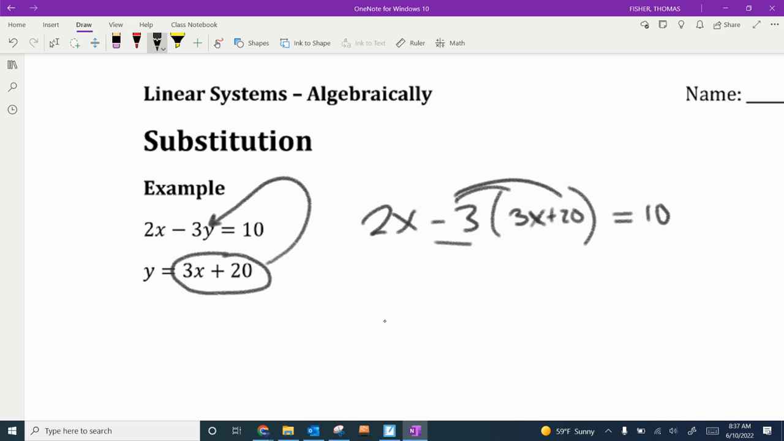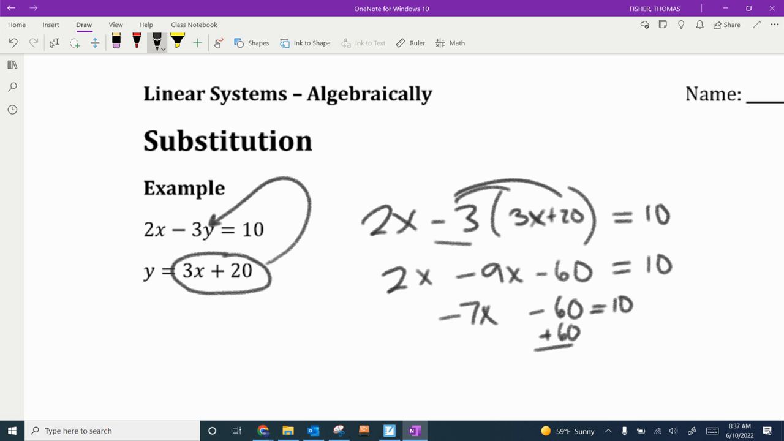So just take the negative 3 and multiply it in. So negative 3 times 3x is negative 9x. Negative 3 times 20 would be negative 60. Bring down everything else, and then just solve this equation from here. That would be negative 7x when combining like terms, minus 60 equals 10. Add the 60 over, and we get 70 equals negative 7x. Dividing by negative 7 gets you x equals negative 10.